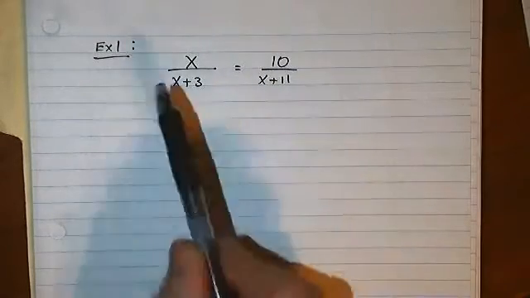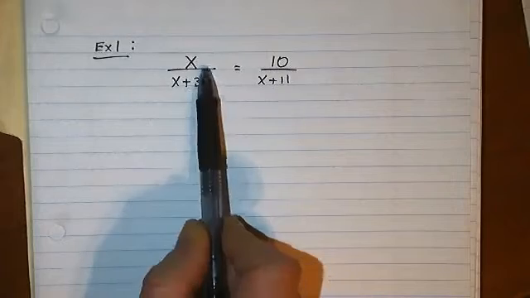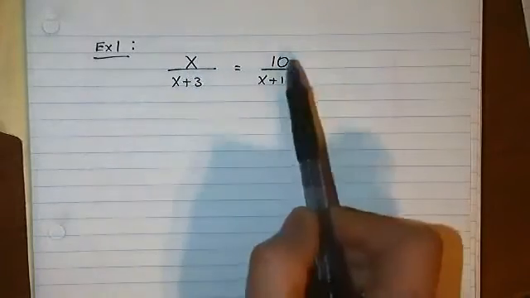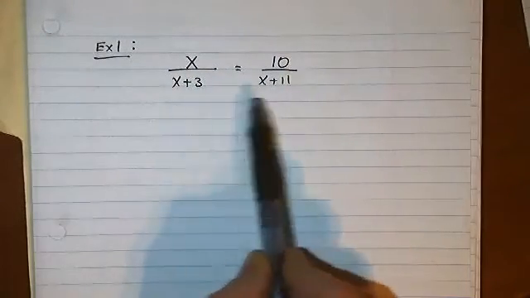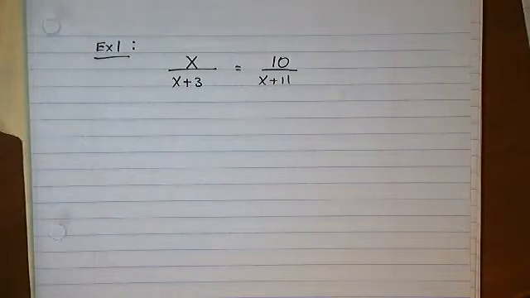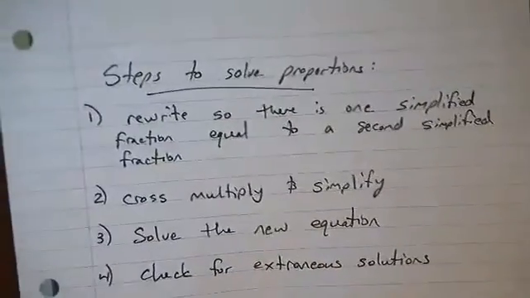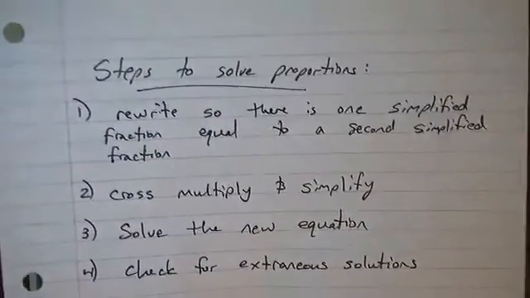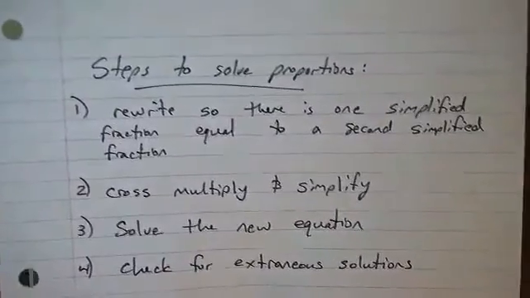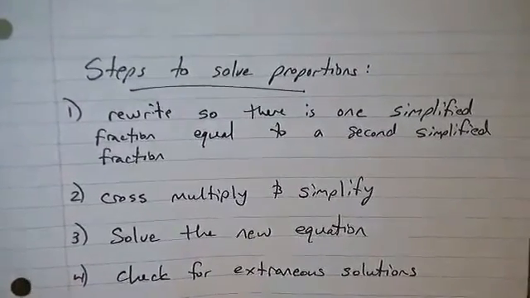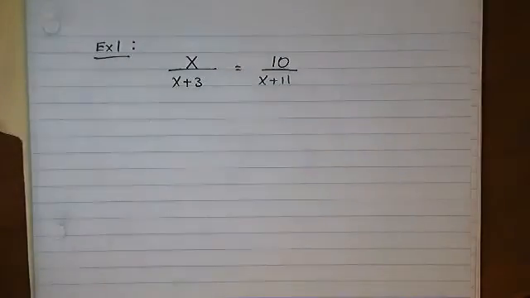I'm sorry, I misspoke. This isn't a simplified equation. This is a simplified fraction, and this is a simplified fraction. And those 2 fractions are equal to each other. So step 1 is already done for us. Step 2 then was to cross multiply and simplify. So what I'm going to ask you to do is pause the video long enough just to do step 2, and then resume the video and we'll talk about step 3 together.